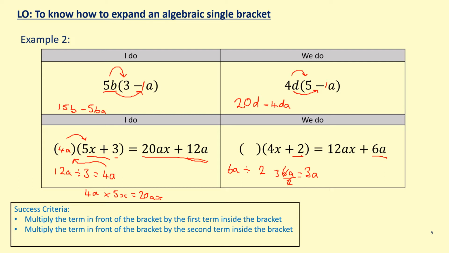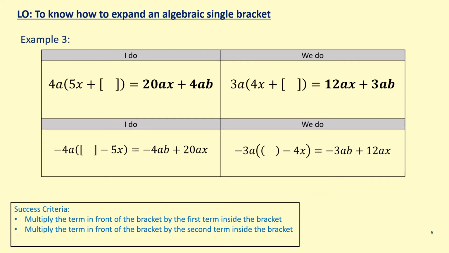And then this 3a must go in here. Okay, so we can check that again by doing 3a times 4x. We get 3 times 4 is 12ax. Excellent. So we've got a few more questions here in the same style again.